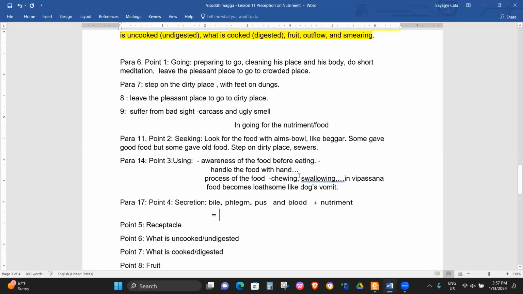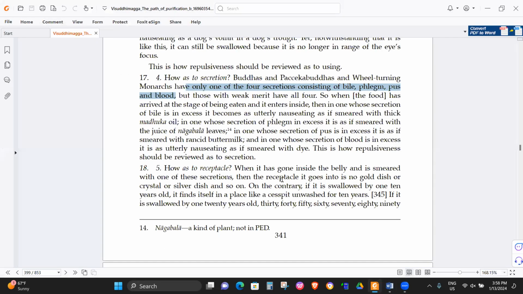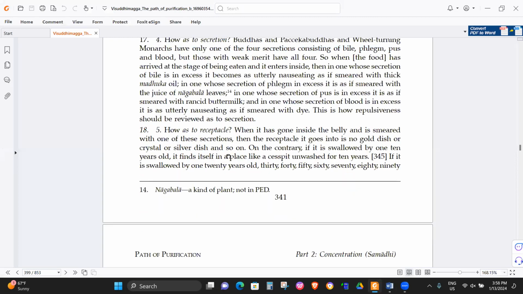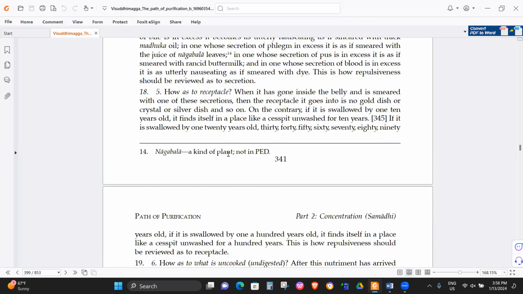But what we're trying to understand is that when the blood mixes with all these things and the nutriment, you can see the process from the starting point: the food looks very nice. After that, when we are using it, it becomes very loathsome. And then when you mix with the bile, phlegm, pus and blood, it becomes more and more loathsome. Okay, and after that, what happened? Okay, so the answer just now is I don't know.